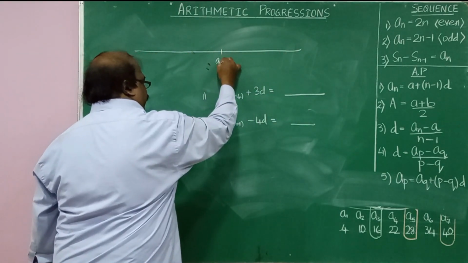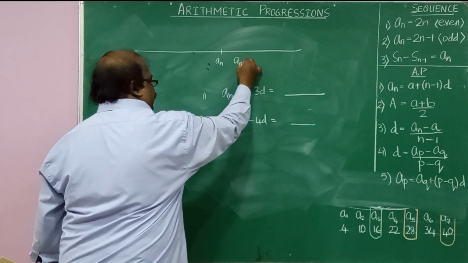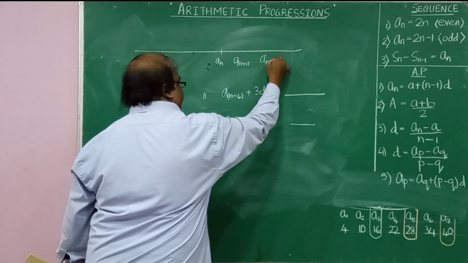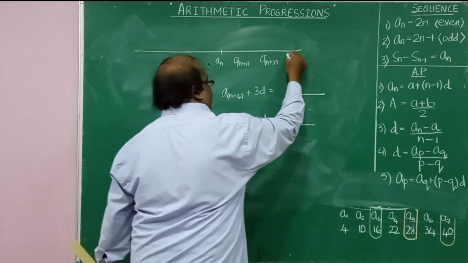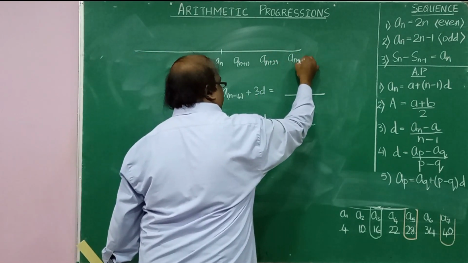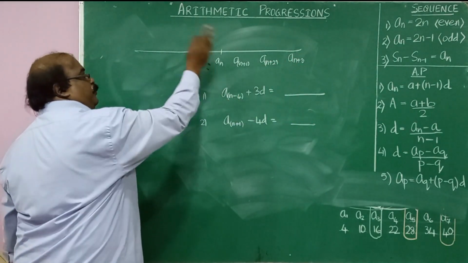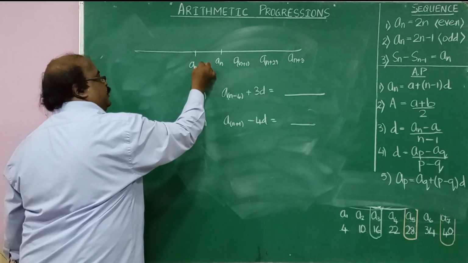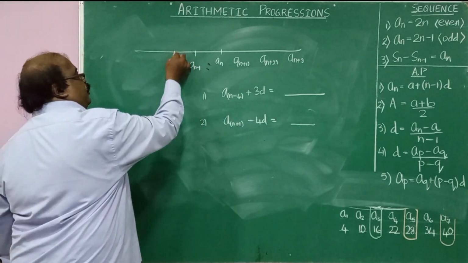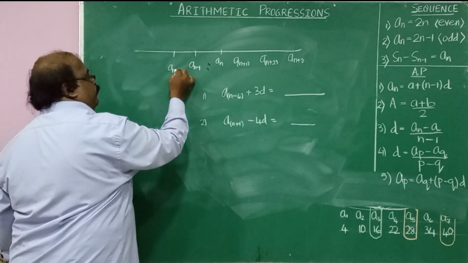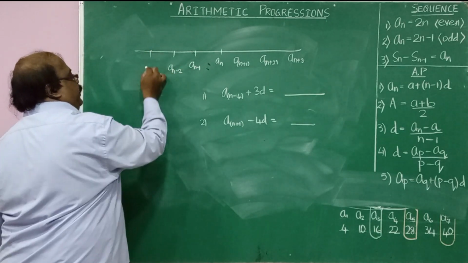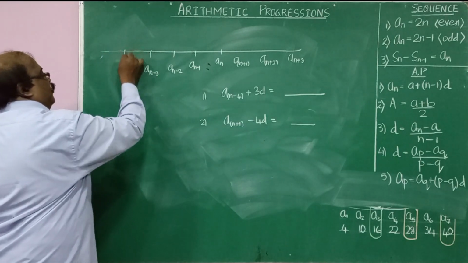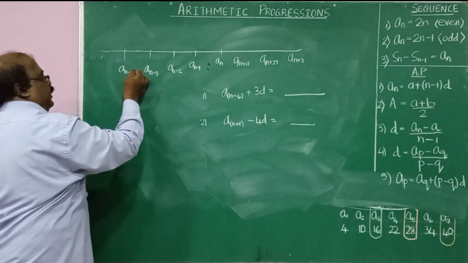This is An. The next term is An plus 1. The next term is A of n plus 2. The next term is A of n plus 3. Previous to this, what would have been? If this was A7, this would have been A6, n minus 1. This would have been A of n minus 2. Next term would have been A of n minus 3. The next term over here would have been A of n minus 4.